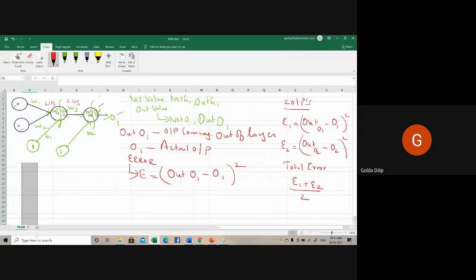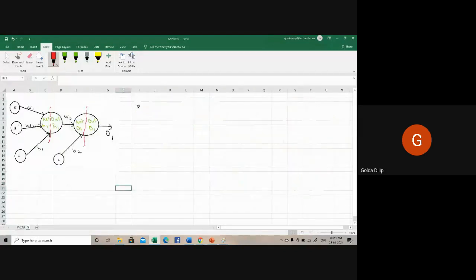Okay, so let's work it out. I have prepared a little clearer diagram for the case of working it out. Right, so this is the diagram. So now first I will write what is net H1.